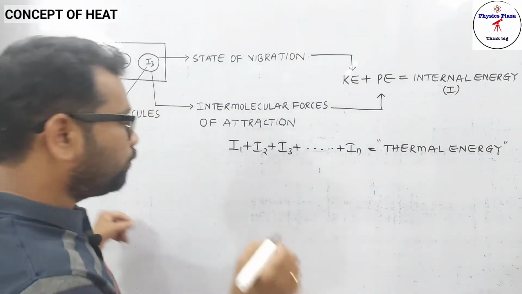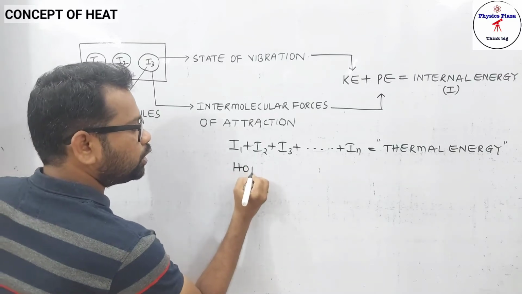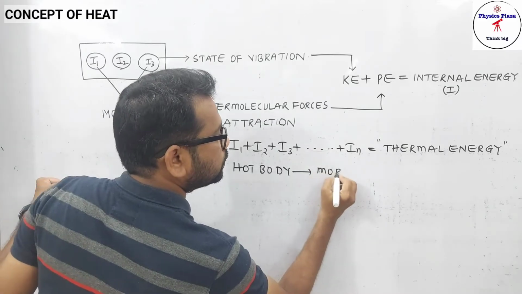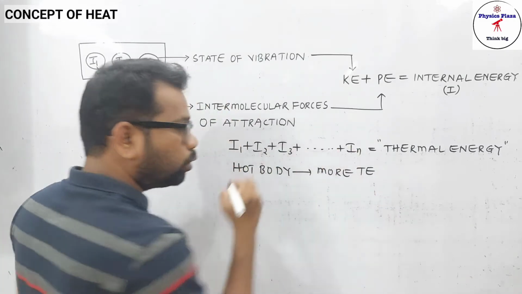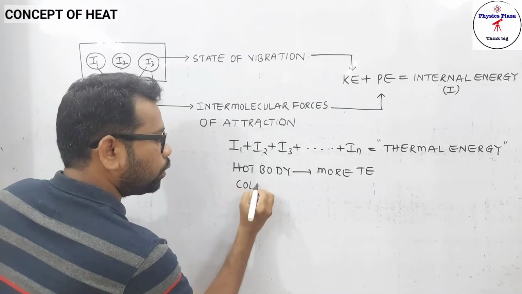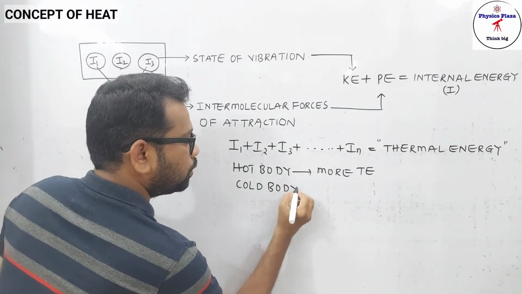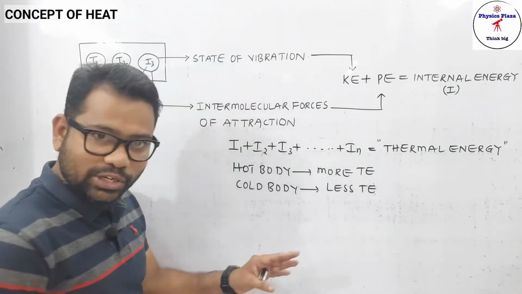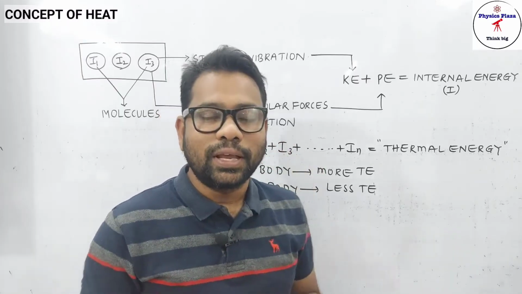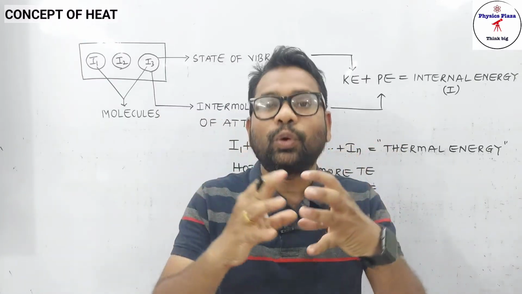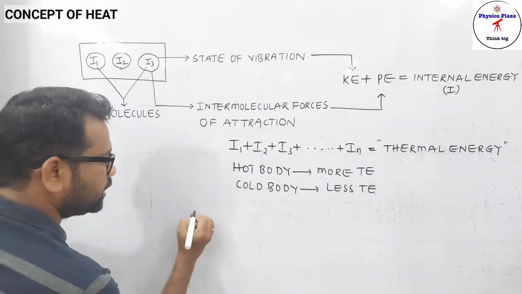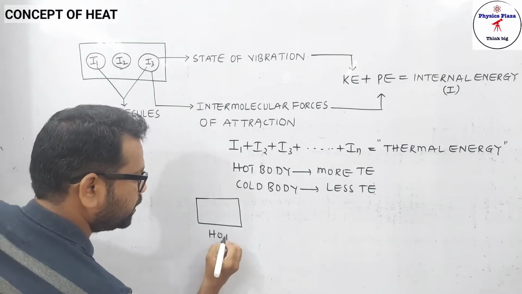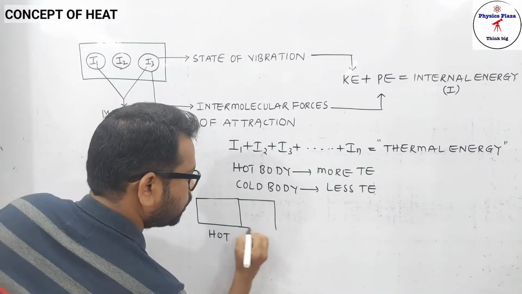Is it clear? Fine, children. Which means a hot body has more thermal energy, whereas a cold body has less thermal energy. Is it clear, children? Now, what happens if a hot body is brought in contact with a cold body? Let us see here. For suppose, let us say this is the hot body. Let me write here, a hot body is brought in contact with the cold body.